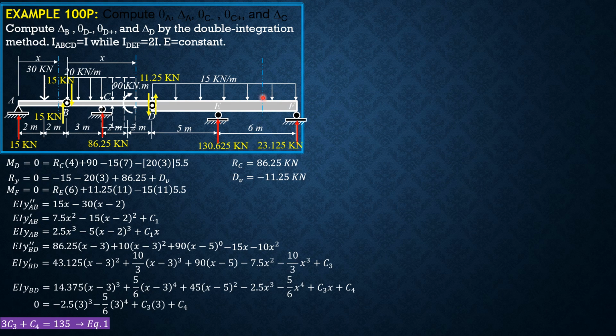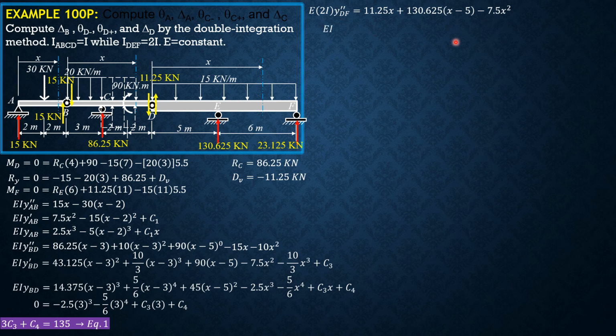Then we establish the differential equation for the remaining segment of the beam DEF. So let's have this sectioning applicable to all sections of DEF. Take note, moment of inertia is 2I. So that's x. So we have E times 2I, y double prime DF is equal to 11.25 times x plus 130.625 times quantity x minus 5, then minus 15 times x over 2, so minus 7.5 x squared.